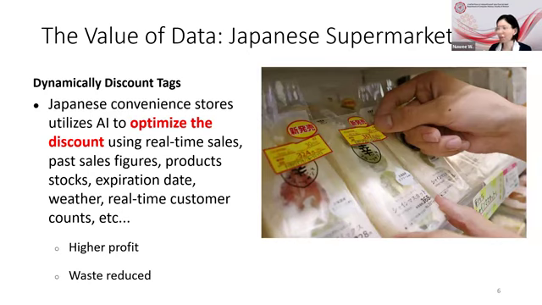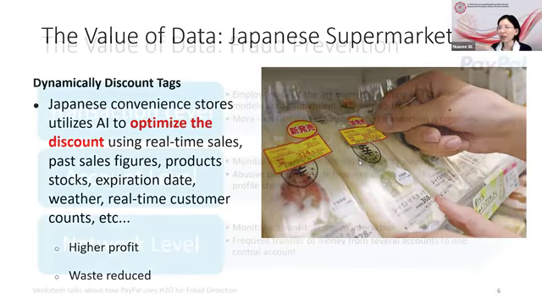And this is the result: they put the sticker on the product to show the discount, like the yellow discount here in the picture. So this is the result of using AI to optimize, to get higher profit and to reduce the waste at the same time.